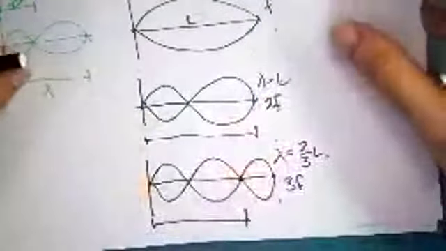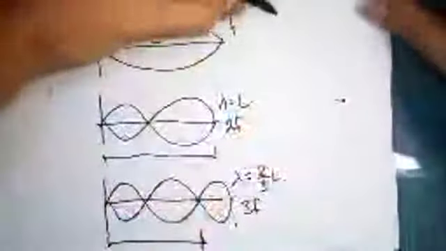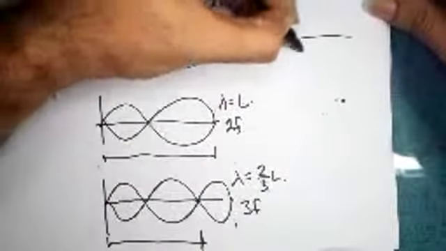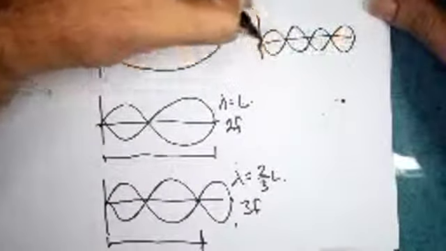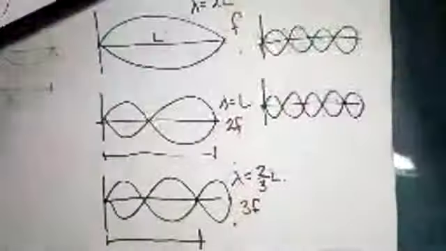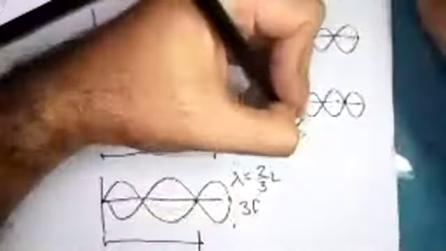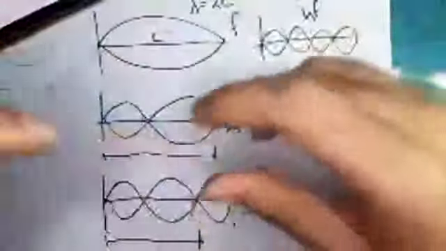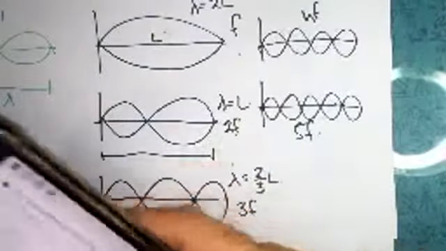So we can take this even further. If we were to draw, say, 4F, what's going to happen at 4F? You'll see this. Or even 5F. So this is going to happen at 4F, this is going to happen at 5F, and it keeps going. So let me show you a couple of these animations so that you understand how these standing waves work.